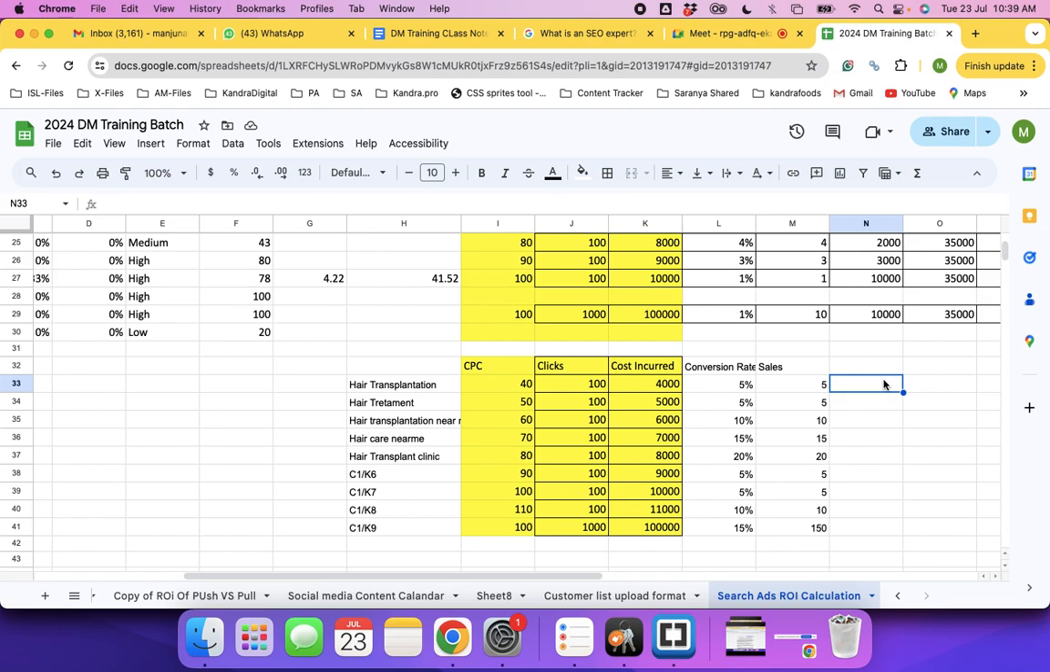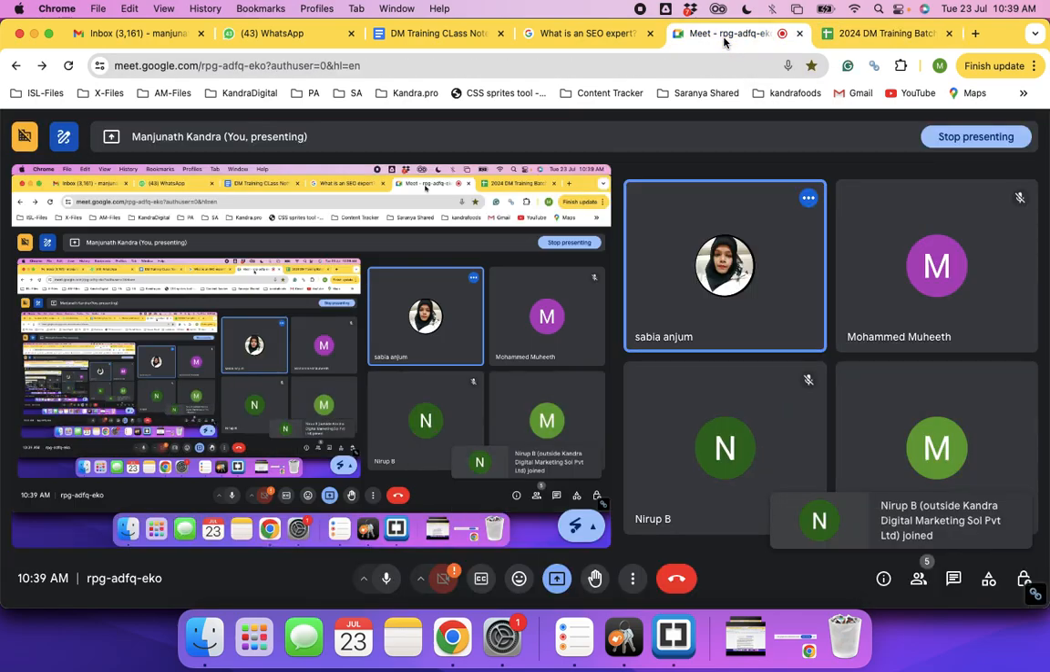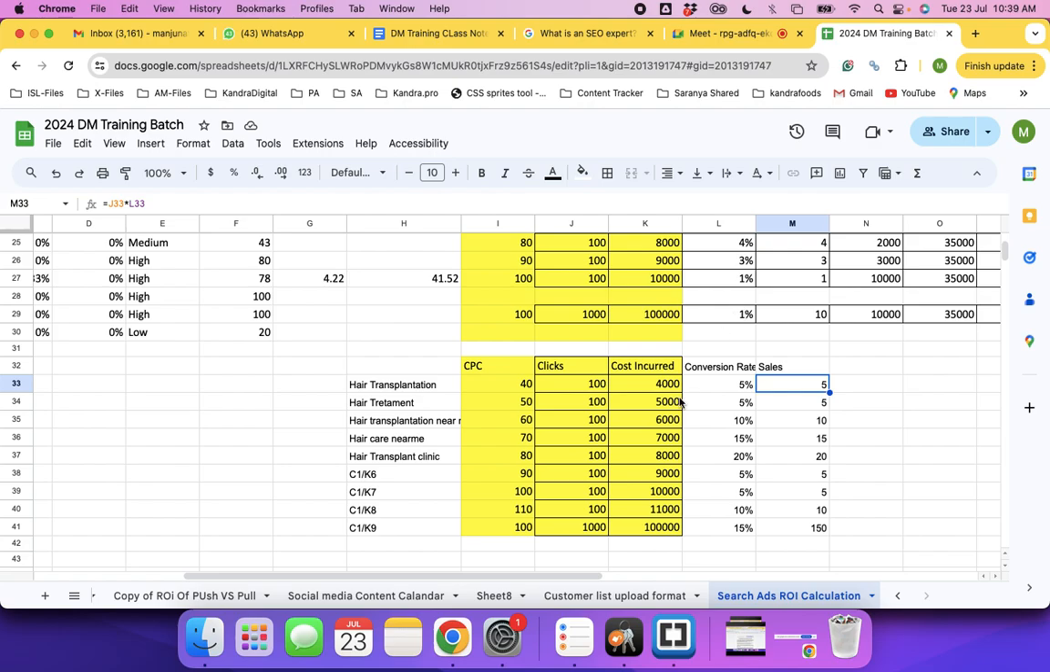Okay. So now you spent 4,000 rupees and you got 5 sales. What is the cost per each sale? Nirup, you spent 4,000 rupees and you got only 5 chocolates from the supermarket. What is the cost per each chocolate? 800, sir. How is it 800?